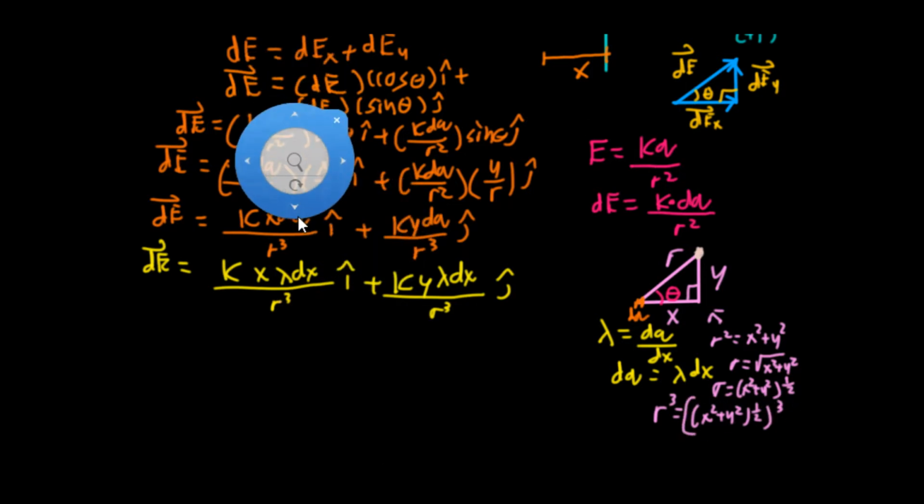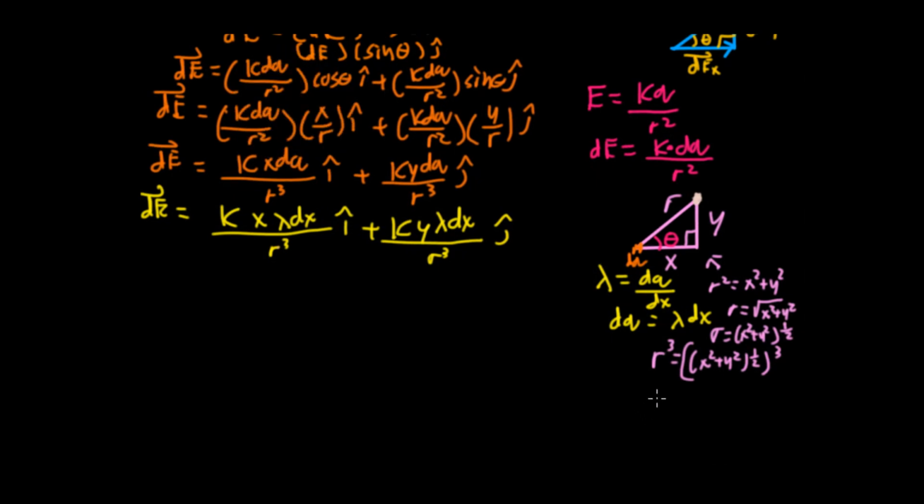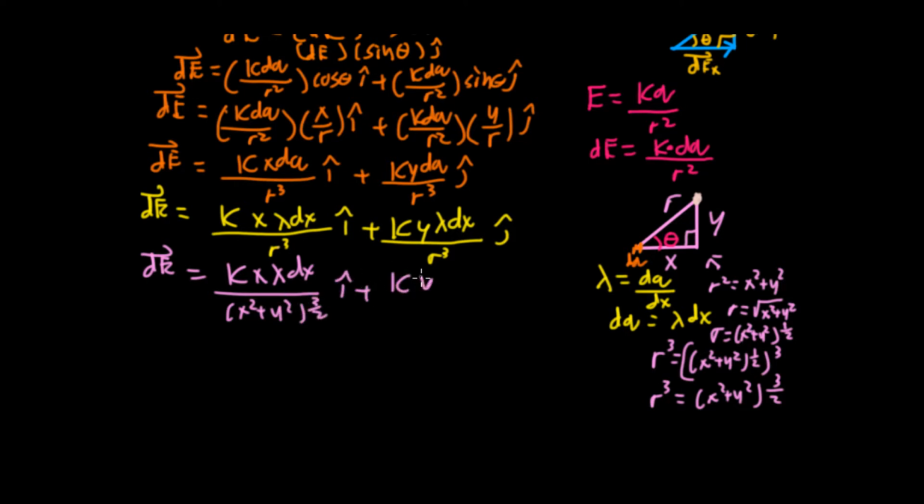So then you just multiply the powers. So you get that r cubed is equal to x squared plus y squared to the 3/2. And we're going to sub in this r cubed. So that gives us, and I'll just continue writing out like this, dE is equal to kx lambda dx over x squared plus y squared to the 3/2 i hat plus ky lambda dx over x squared plus y squared to the 3/2 j hat.